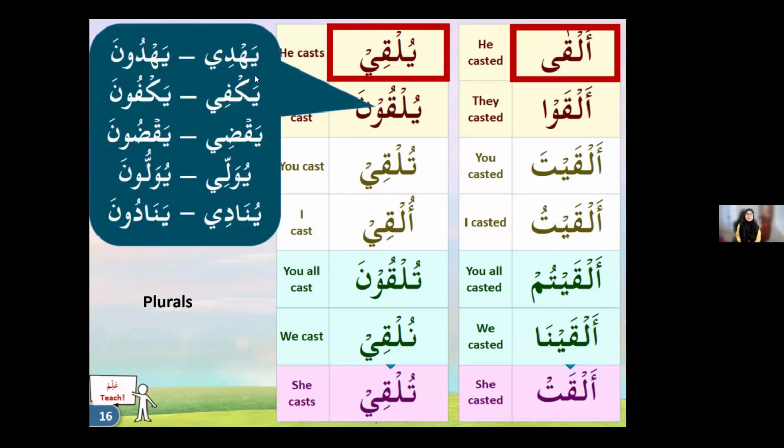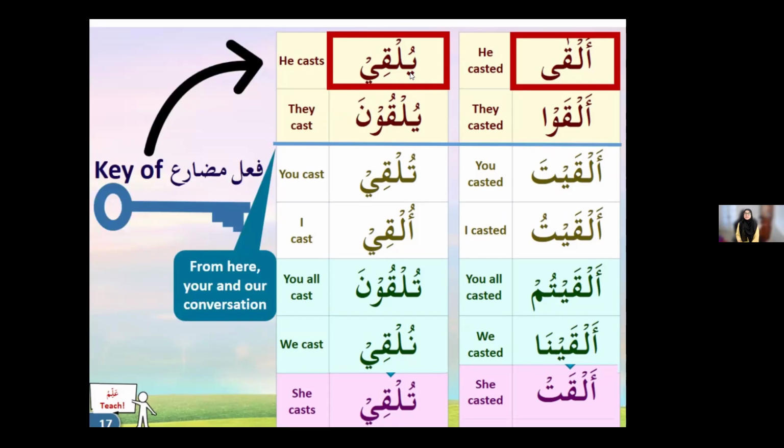I've put these examples. Look at the examples. Yahdi, yahduna. Yakfi, yakfuna. Yaqdi, yaqduna. Yuwalli, yuwalluna. Yunadi, yunaduna. Got it? This is the plural. So yulqi, yulquna. So you must remember yulqi, yulquna. This is the only thing you have to put in your mind. The rest are all the same. So let's practice the rest.